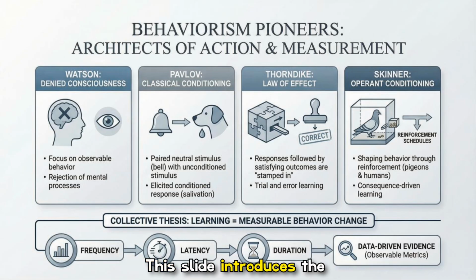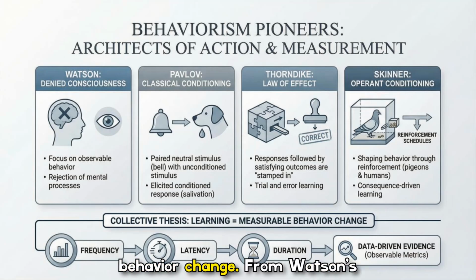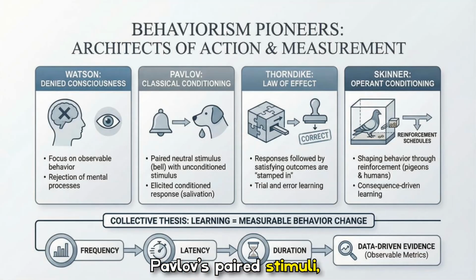This slide introduces the pioneers who shaped behaviorism and the idea that learning equals measurable behavior change. From Watson's focus on observable actions to Pavlov's paired stimuli, Thorndike's law of effect, and Skinner's operant conditioning, each approach emphasizes frequency, latency, and duration as key metrics. The visuals tie these theories to data-driven evidence, reminding us that measurement is central to behavior-focused teaching.